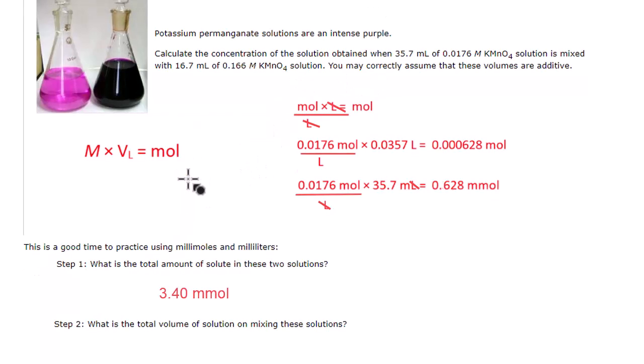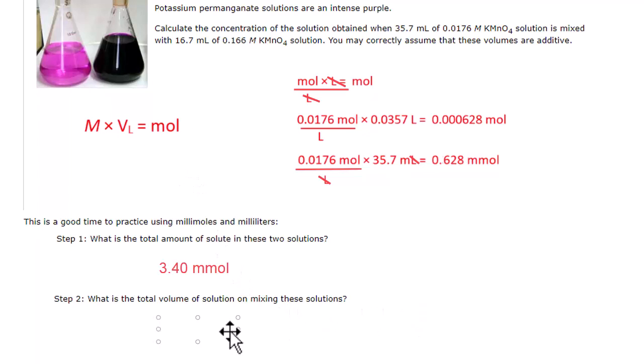So next, what's the total volume on mixing these two solutions? Now, it's possible when two solutions are mixed that you're not going to get exactly the same volume. If that's going to happen on an AP exam, they would tell you that the volumes are not additive. But with solutions like this, you're going to have the volumes add together. If you mix 35.7 mLs and add 16.7 mLs, your total volume is going to be the addition of these two.